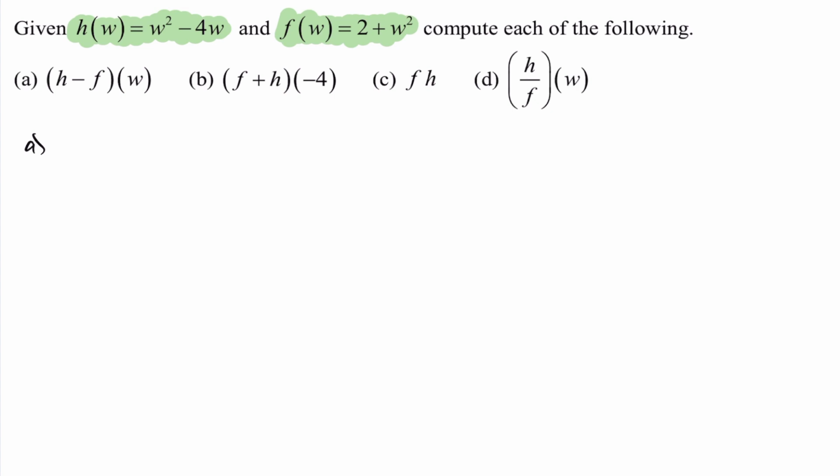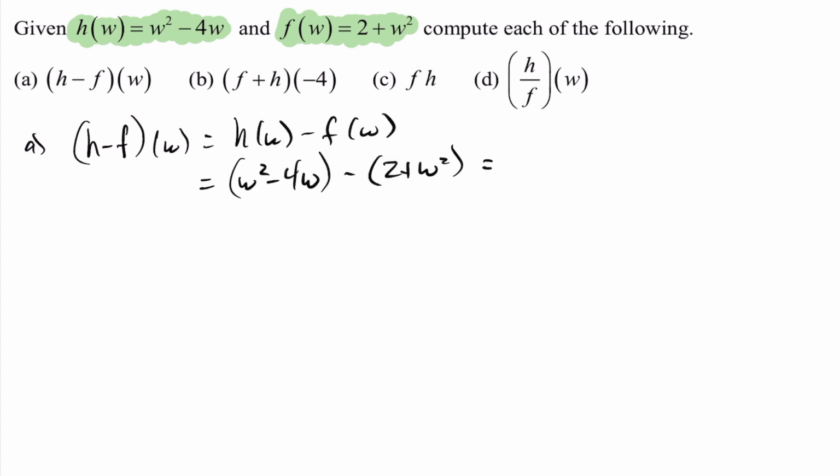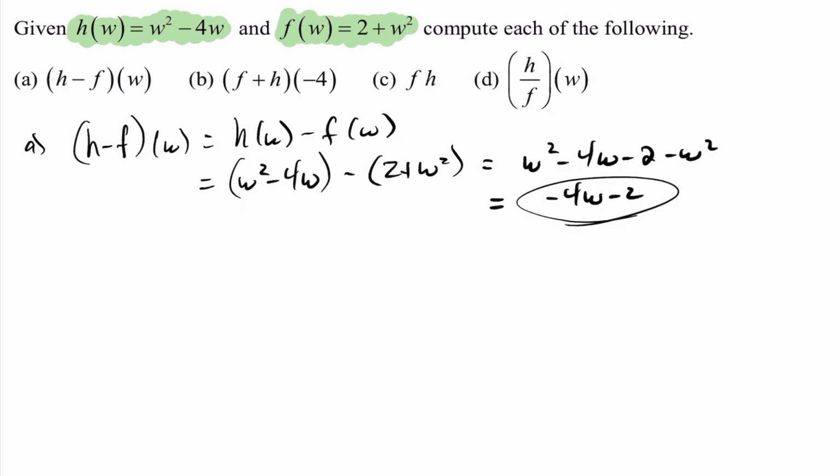So part A, they want you to evaluate h minus f acting on w. By definition, h minus f is its own function. When that acts on w, by definition that is h of w minus f of w, which is going to equal w squared minus 4w minus (2 plus w squared). Again, don't forget to put brackets around that f of w to distribute the minus sign into both the 2 and the w squared. This ends up becoming negative 4w minus 2. After simplifying, the w squareds cancel, and we are done.